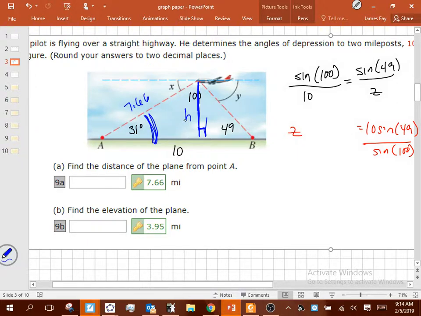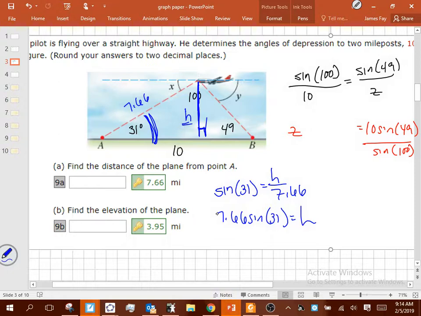What side is it? Opposite. And 7.66 is the hypotenuse. So what uses opposite and hypotenuse? Sine. So I say sine of 31 is equal to H over 7.66. 7.66 sine of 31 is equal to my H.